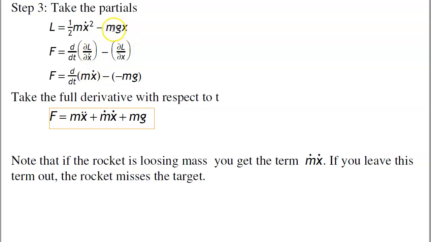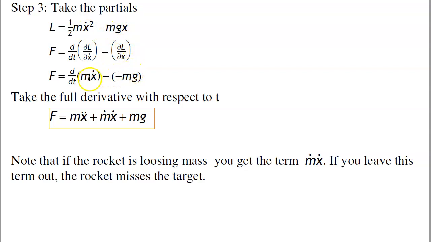There's no x dots over here. I don't really care that x is related to x dot through an integral. Anything that's not an x dot is a constant. Now take the partial with respect to x. Again, there's no x's over here. X dot is different than x. So that's 0, minus mg.